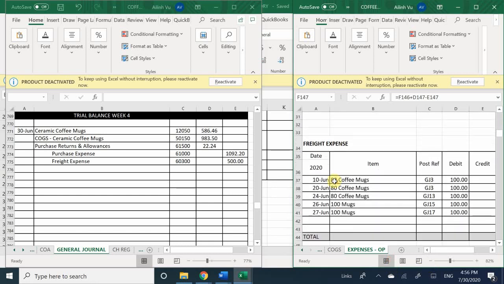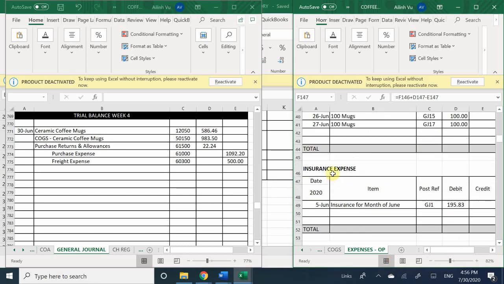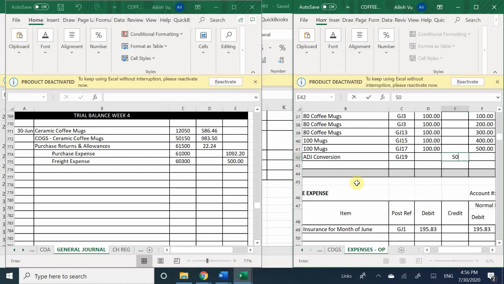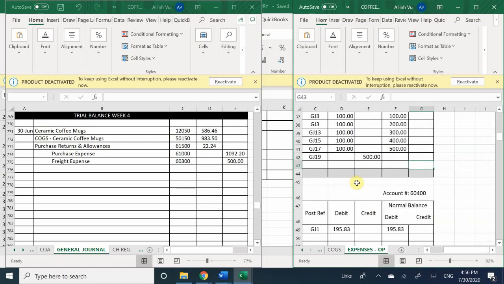And then lastly, my freight expense is going to be for 6/30. I'm going to write adjustment conversion, General Journal 19, and it should be zeroed out for $0. Boom, 0. What page are you on for freight? Freight should be the top of 34, 35. 35? Okay, I got it.